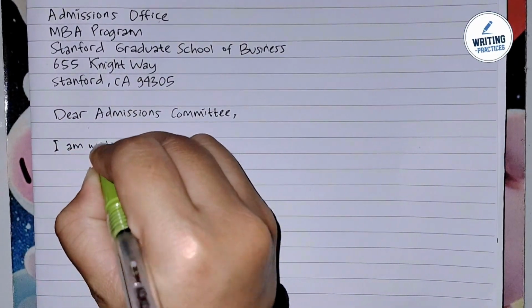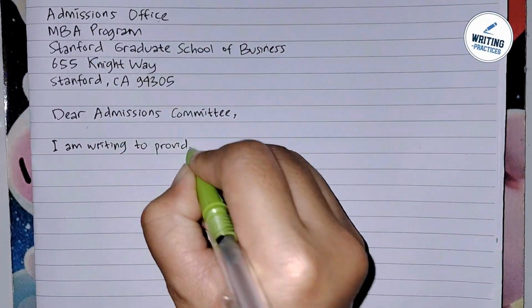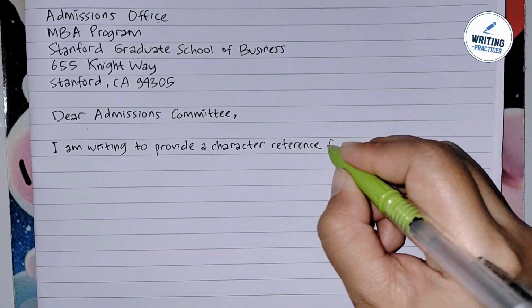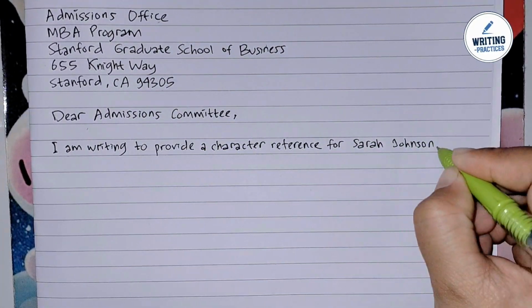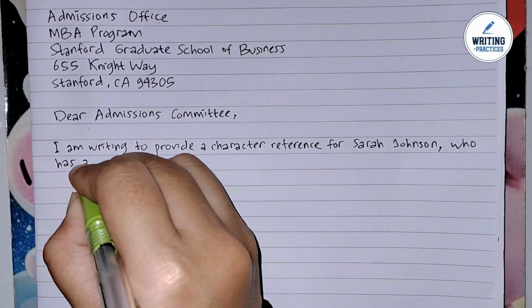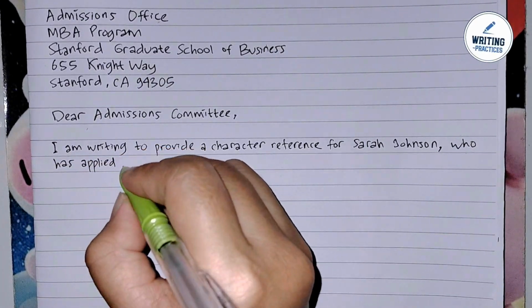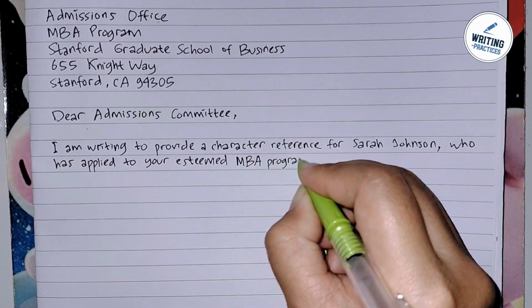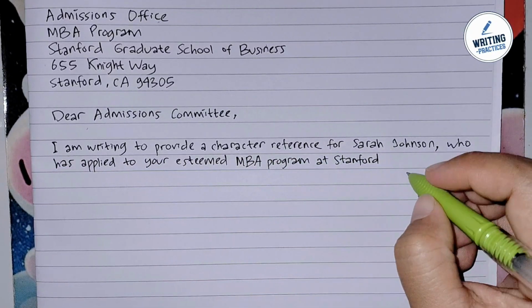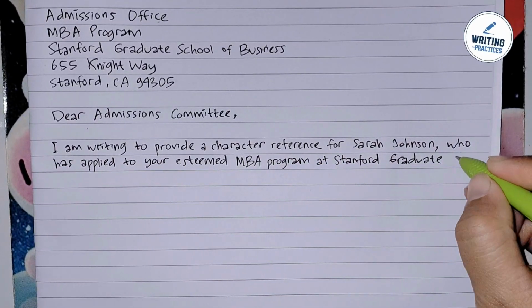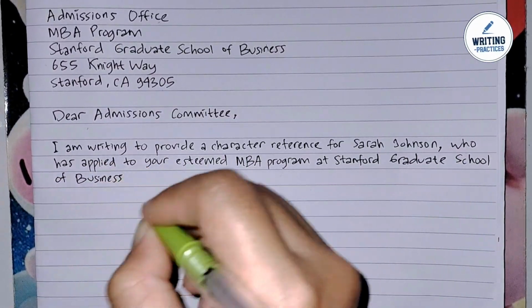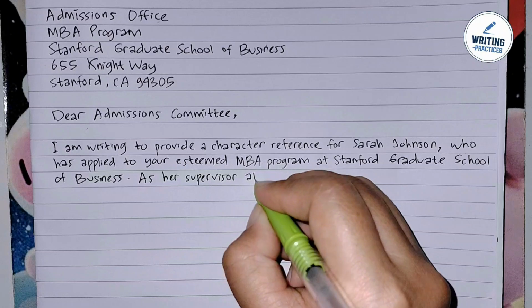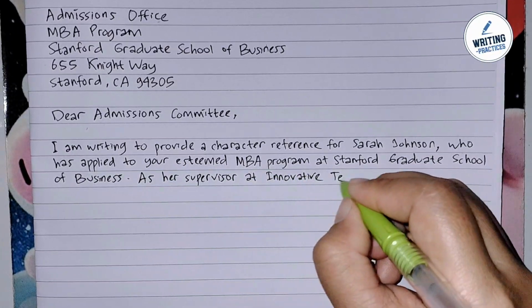In the paragraph 1, this is for introduction and purpose. The first paragraph should introduce the writer, their relationship to the applicant, and the purpose of the letter. Therefore, you need to state that you are writing to recommend the applicant, and specify the MBA program they are applying to. Here is a perfect example how you write it. I am writing to provide a character reference for Sarah Johnson, who has applied to your esteemed MBA program at Stanford Graduate School of Business.